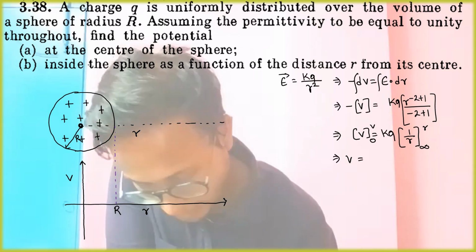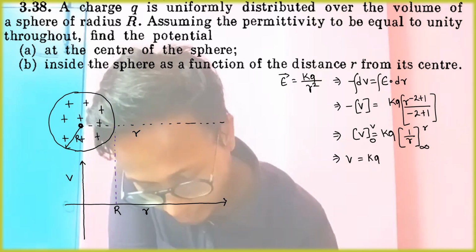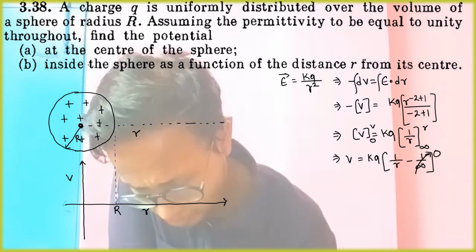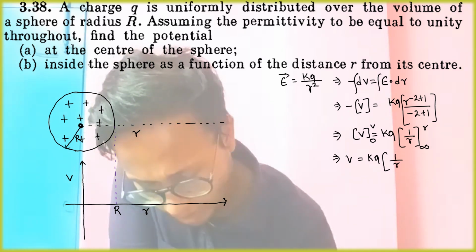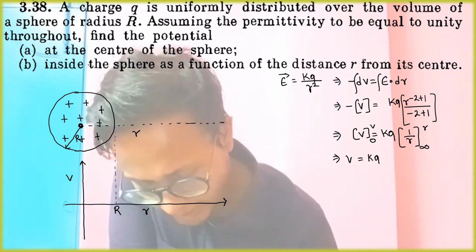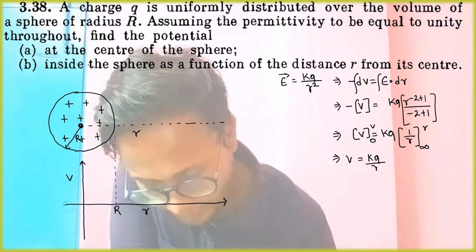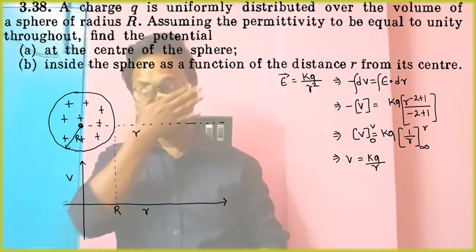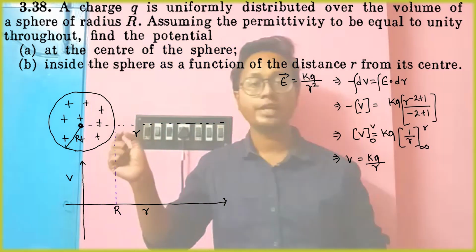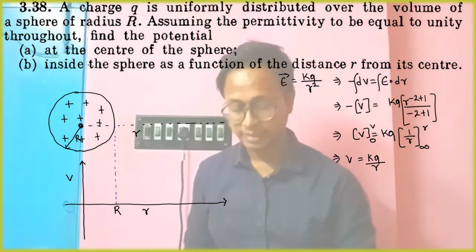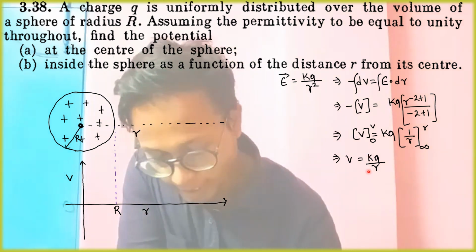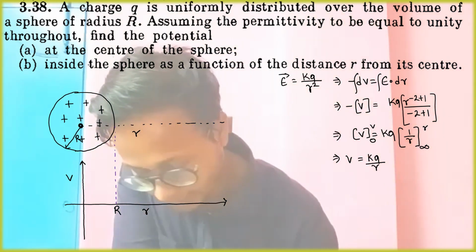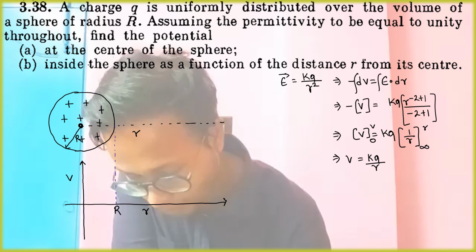If I just skip a shortcut, 1 by r minus 1 by infinity, 1 by infinity becomes 0. So it is nothing but 1 by r. This much is understood. So potential at any point outside the sphere is given by the equation kq by r. And this equation is nothing but a rectangular hyperbola.